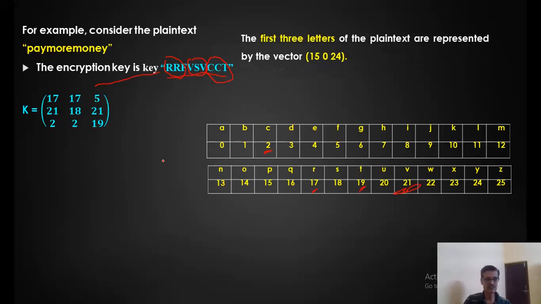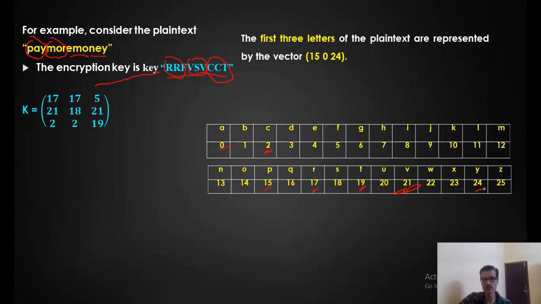Next, because m equal to 3 in this case, I have to encrypt only 3 letters of my plain text at a time. So the groups are PAY, then MOR, then EMO, and then NEY. My first 3 letters are PAY, so the equivalent numerical values are 15, A means 0, and the third letter is Y.